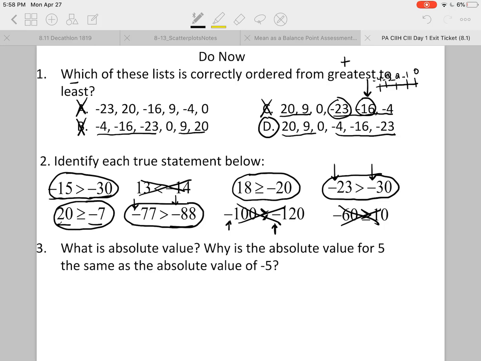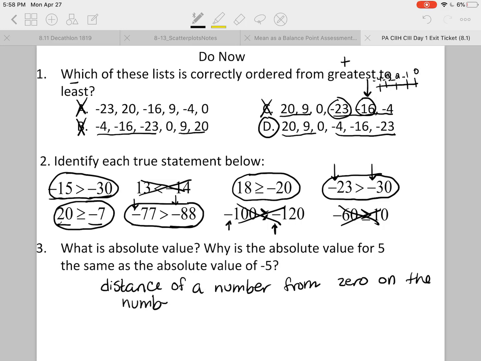Number 3, what is absolute value? Absolute value is the distance of a number from 0 on the number line. It's important to remember that distance is always positive, so the absolute value is always positive. The second question says, why is the absolute value for 5 the same as the absolute value for -5? To answer this question, it might help to have a small number line.